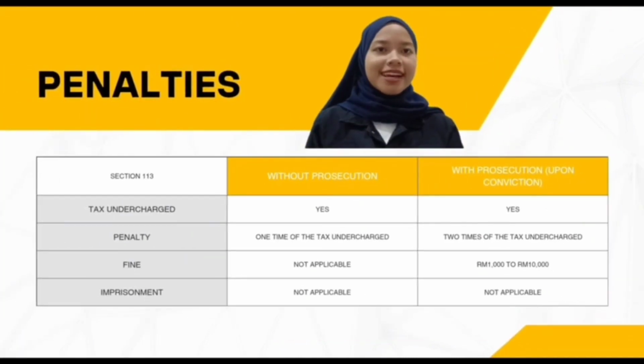For the penalties under Section 113, without prosecution, there will be tax uncharged. The penalty will be one time of the tax uncharged. For with prosecution, upon conviction, the tax will also be uncharged, and for the penalty, it will be two times of the tax uncharged, and for the fine, it will be RM1,000 to RM10,000.